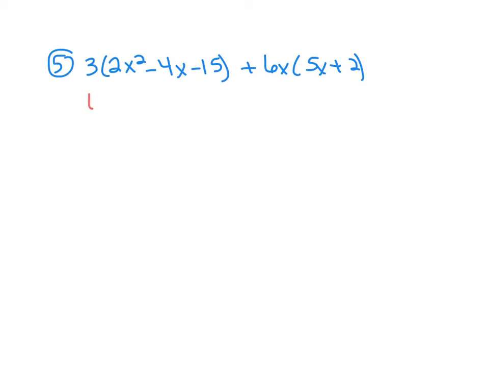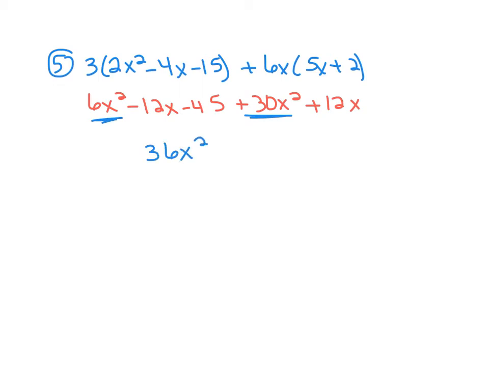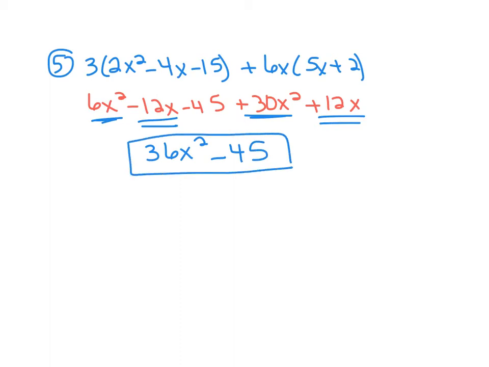You should have distributed 6x squared minus 12x minus 45 plus 30x squared plus 12x. So find your highest exponent, those would be your x squareds. So 36x squared, and then you should notice negative 12, positive 12, the x's are completely gone, and then minus 45. Now, for these there's not a lot of work, but I should see step 1 and then answer. So I should be seeing at least a little bit of work.